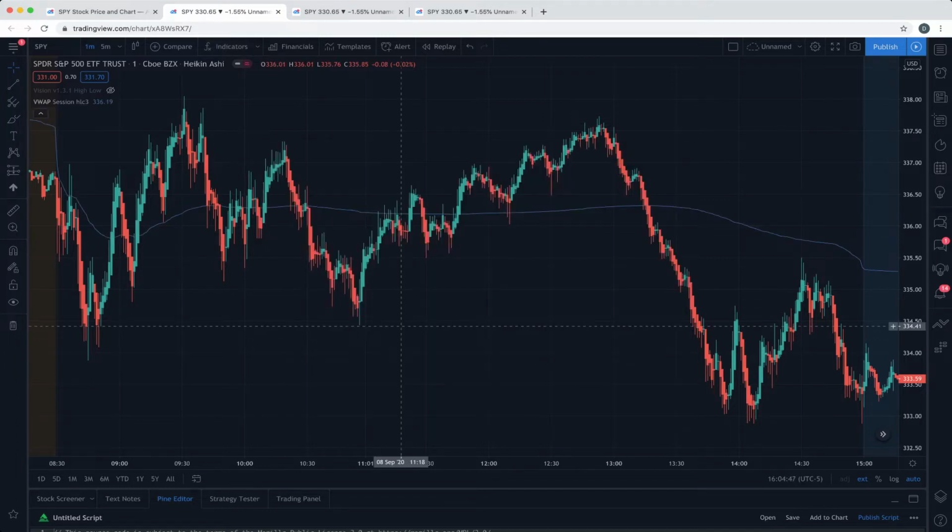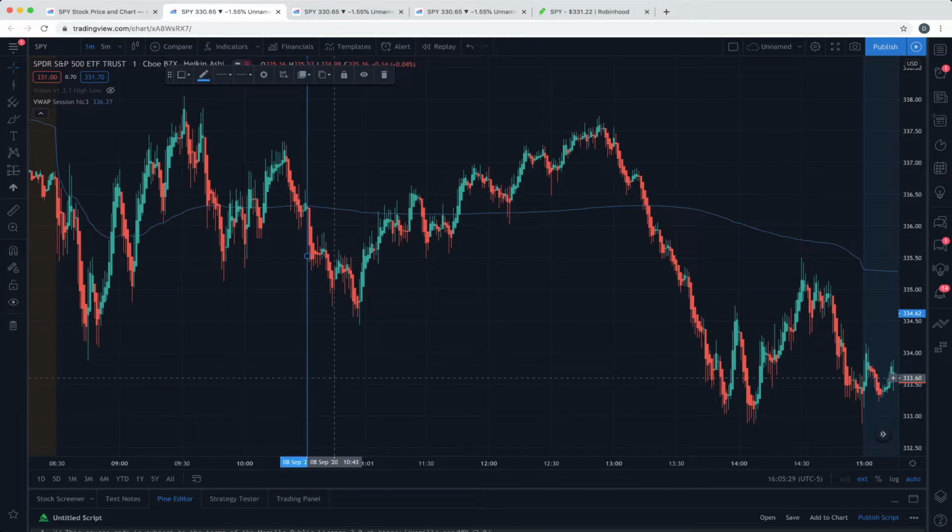Once we've got that, we're looking at the SPY here, and what we're looking for is the first major dip before 10:30 a.m. market time. So we've got 10:30 here. You see my blue vertical line there. It's at 10:30 a.m. market time, and we're looking for our first major dip below the VWAP line.